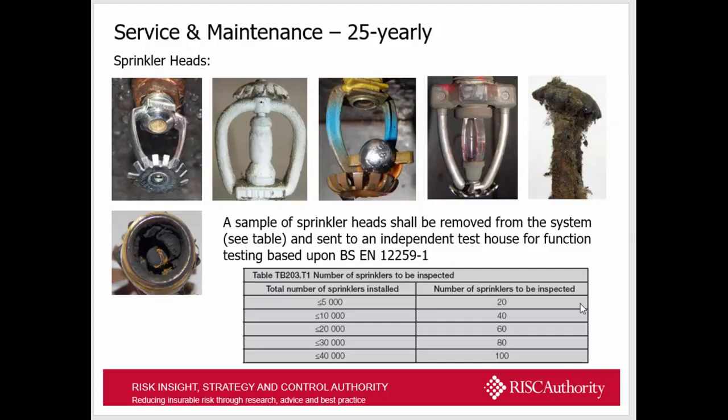And these will be sent to an independent test house for function testing based on 12259-1. And these are pictures of actual sprinklers that we've had issues with. So when we are currently undertaking tests, top left-hand picture there, the valve seat has stayed in during the test. Next picture shows a painted sprinkler. Any painted sprinklers on site will need to be removed and replaced. Picture there shows a lodgement on the deflector plate.